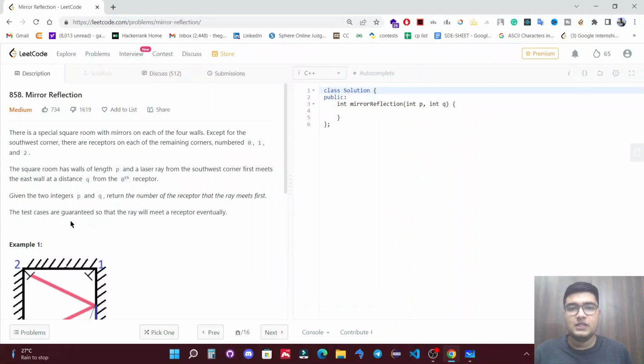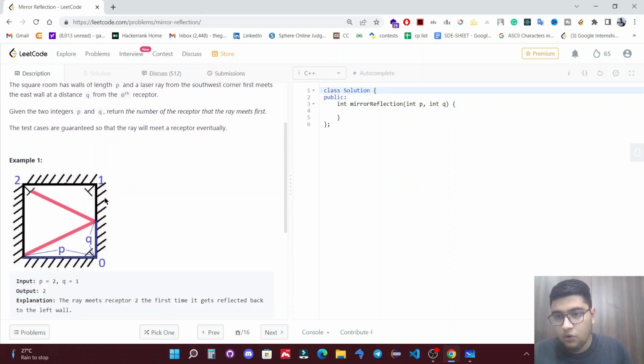Hello everyone. So in this video we are going to solve a LeetCode question, that is Mirror Reflection. Let's start with the problem statement. There is a special square room with mirrors on each of the four walls except for the southwest corner. There are receptors on each of the remaining corners numbered 0, 1 and 2. So we have basically been given three receptors, that is 0, 1 and 2, and we don't have any receptor on this bottom left corner, right?